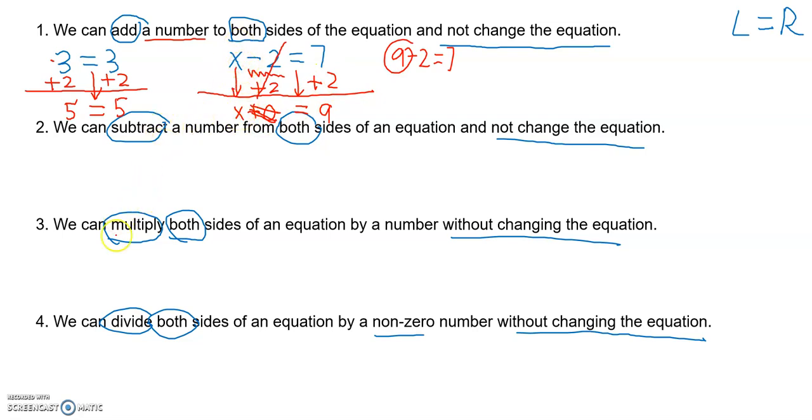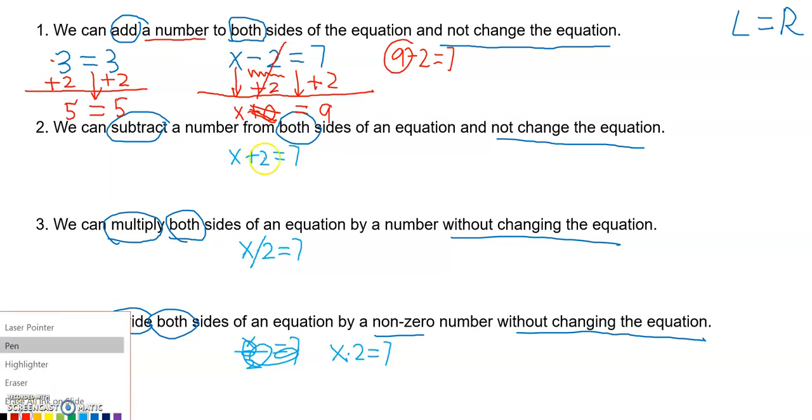So similarly, say if I have x plus 2 equals 7, or x divided by 2 equals 7, or x times 2 equals 7, we can apply these properties to solve for x. So in this example, x plus 2 equals 7, which means I want to get rid of this plus 2 here.